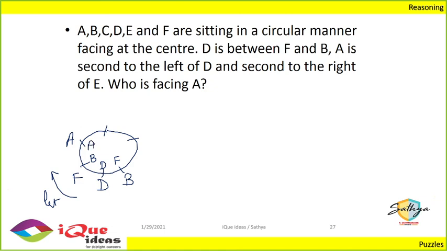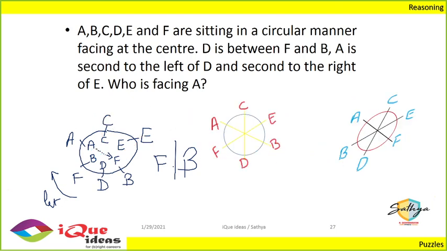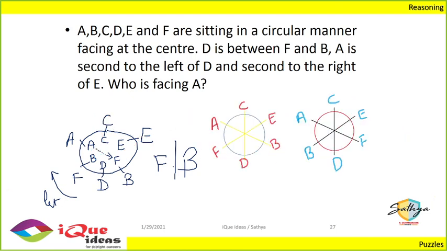And A is second to the right of E. So if this is A, first E, second to the right of E, again second to the right of E. In either case, that is C, right? So now tell me, who is facing A? This is the person who will be opposite to A. So we have either F or B who can be opposite to A. I'll put it in 2 separate diagrams. These are the 2 possibilities. For A, it can be either F or B who is at the opposite end.